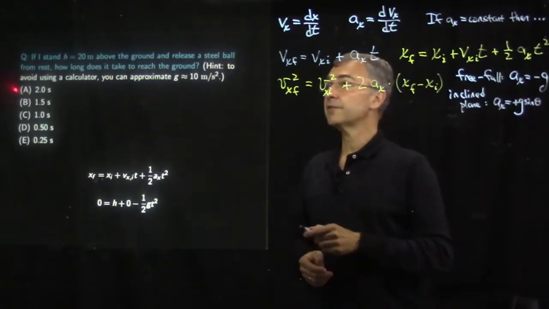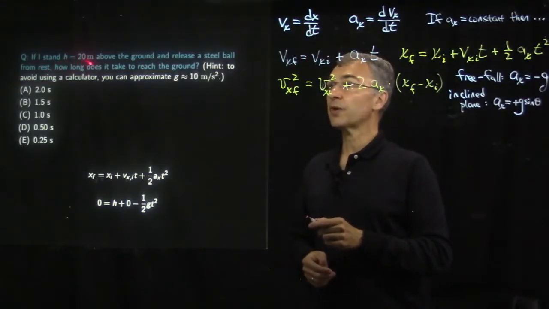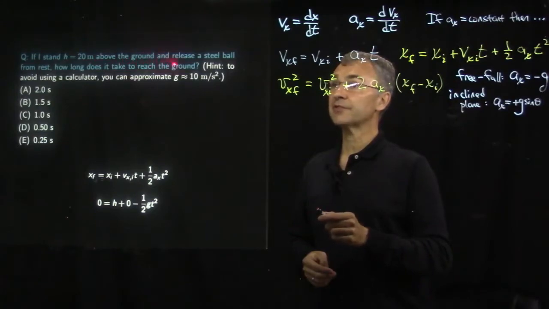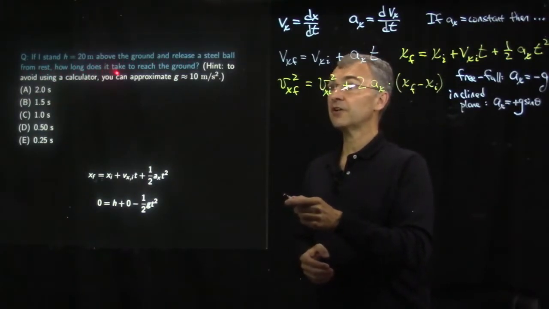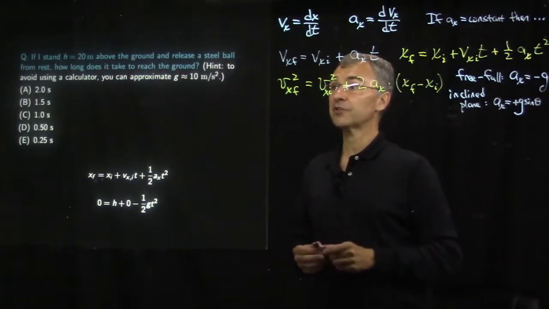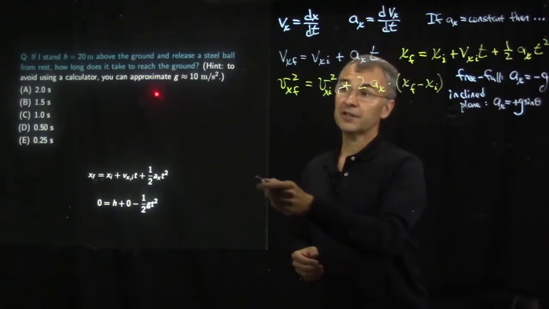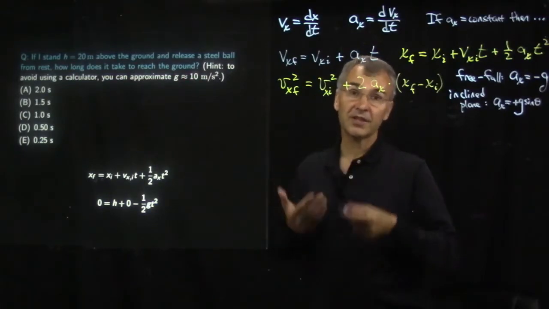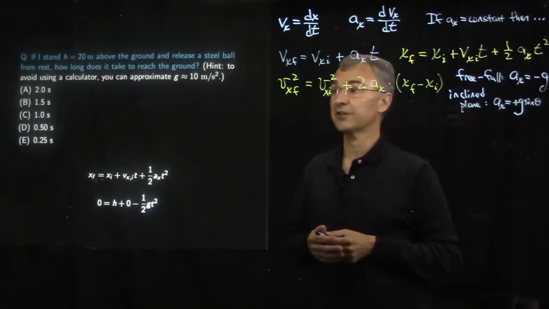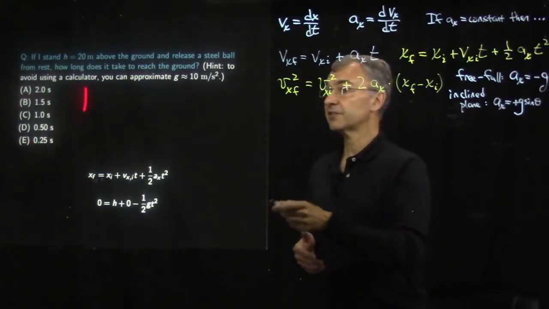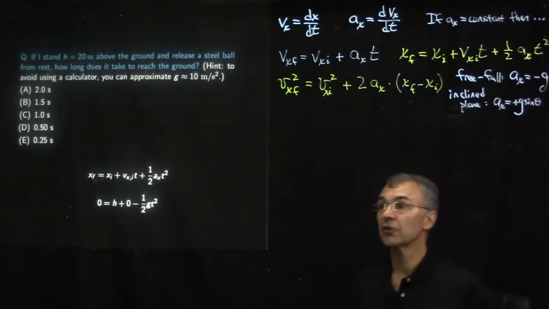If I stand h equals 20 meters above the ground and I release a steel ball from rest, how long does it take the steel ball to reach the ground? Okay, if you want to use g as approximately 10 meters per second squared, that makes the math a little easier. We'll see whether we need to do that or not. Okay, how long does it take to reach the ground?